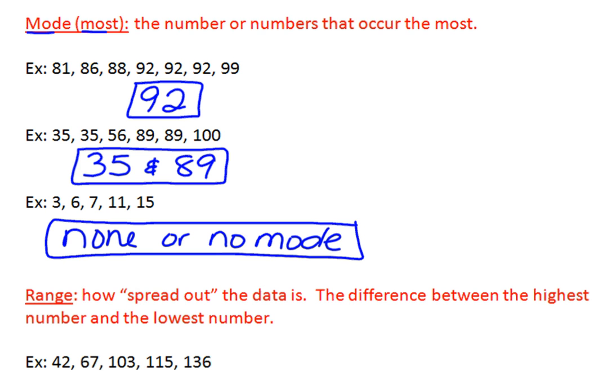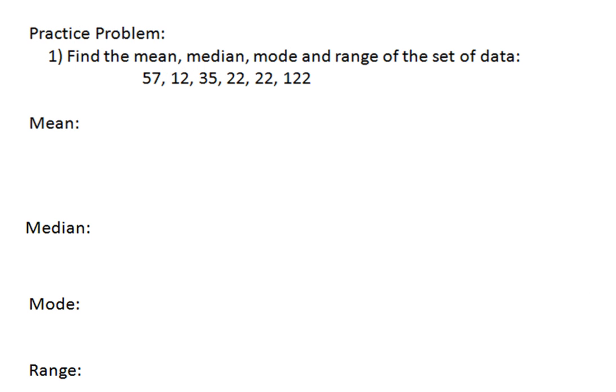And the last central tendency is the range. What is the range of the numbers in the data? It means how spread out are the numbers. So you take your highest number and you subtract the lowest number. And that tells you how spread out the numbers are, or the range of the numbers. Now let's practice. Find the mean, median, mode, and range of the following set of data.